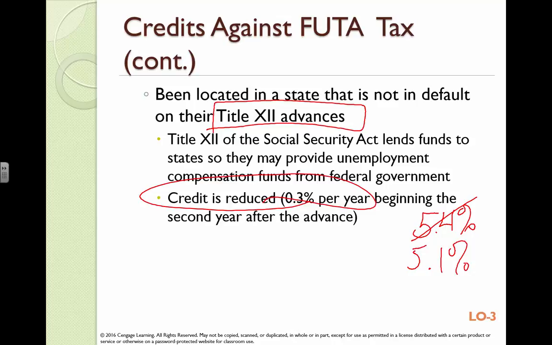What does that do to your FUTA rate? If your credit goes down, your FUTA rate goes up. And then they're still in default. So the next year, the credit's not 5.1.